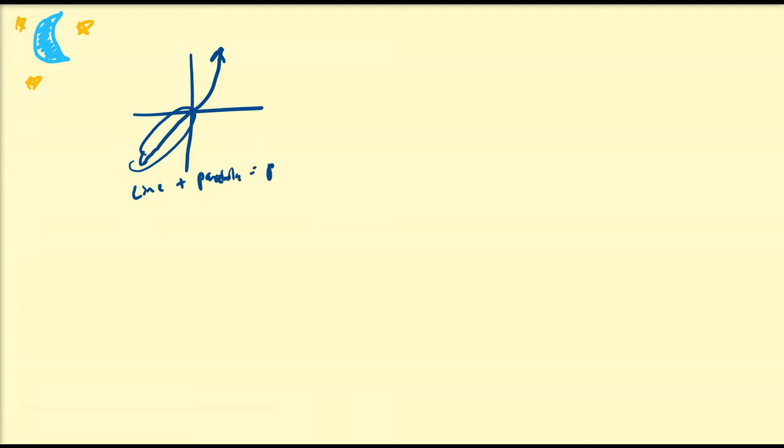Hello there. In this video we're going to introduce an interesting type of function known as a piecewise function. A piecewise function is just a function with different functions glued together on different intervals. For example, you can have a line graph here and a parabola there. So it's like line plus parabola equals piecewise function.